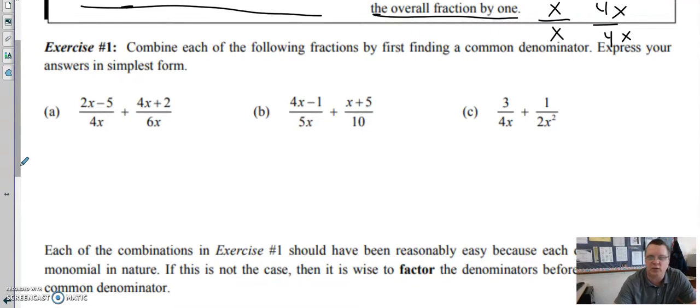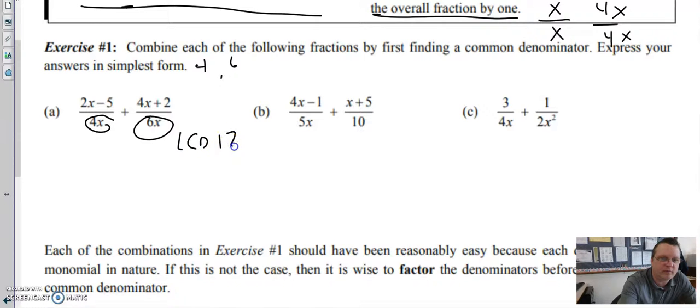Okay? So exercise 1, we need to get a common denominator. We have a 4x and a 6x. So the 4 and the 6 are what you did back in elementary school. I'm sure you did some of this last year. You want to find the least common multiple of 4 and 6. So that is 12. And they both already have an x in them, so the LCD is 12x.